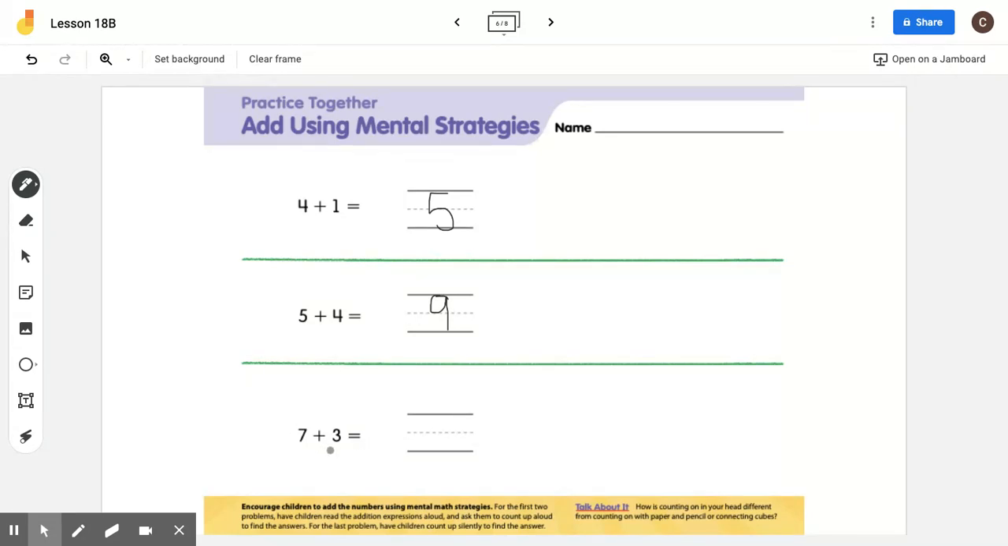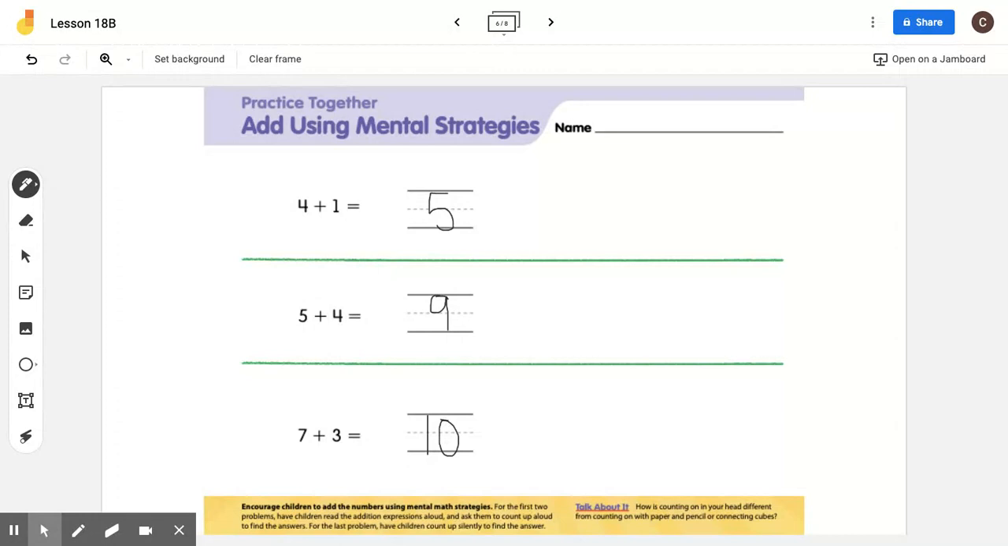Now let's look at this one. It says 7 plus 3 equals something. So what number are we going to start at? 7. And we have to count up how many more? 3. So we're at 7, 8, 9, 10. I bet you have 3 fingers holding up. Yeah, so the answer is 10.